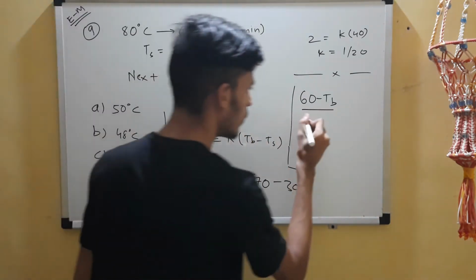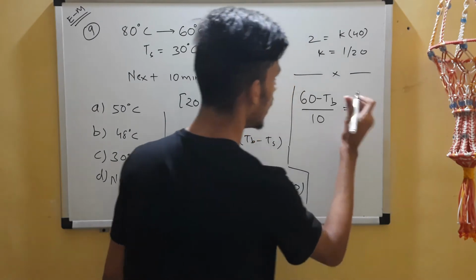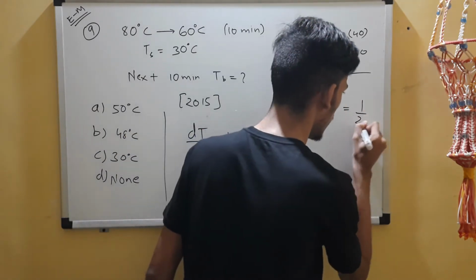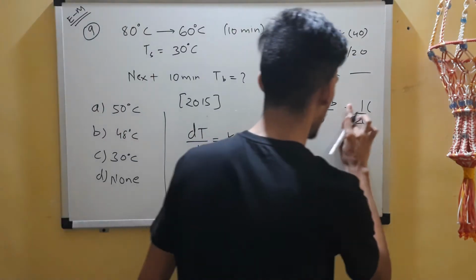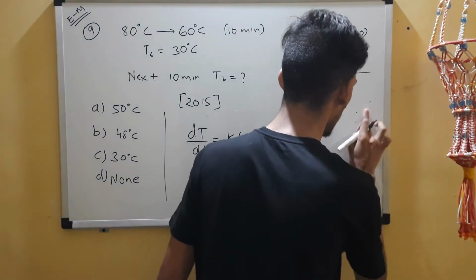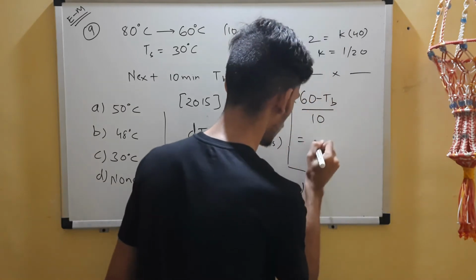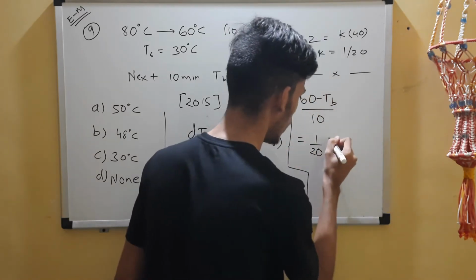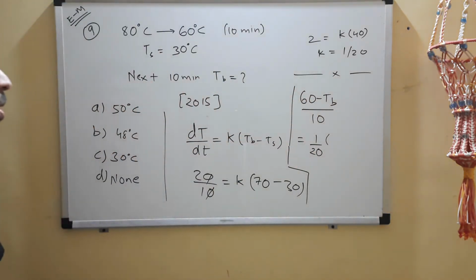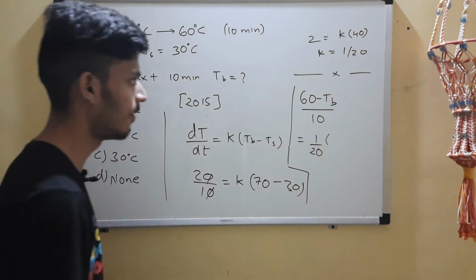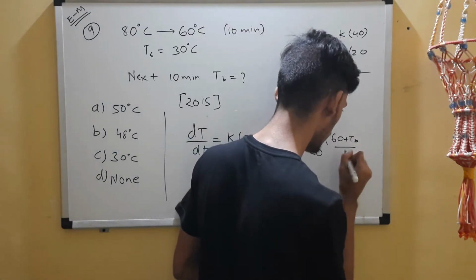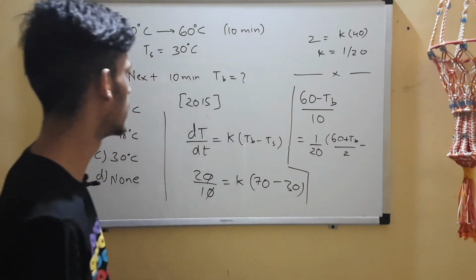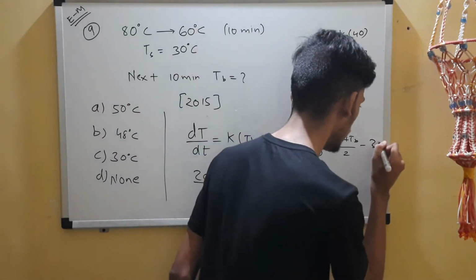It took 10 minutes for that, equal to k. K value we already know, 1 by 20 into the difference. Now we have to write it this way, clean, tidy. So 1 by 20, this is the k value, into the temperature of the body. Now the temperature of the body, we have to take the average, right? So that will be (60 plus TB) by 2 minus the temperature of the surrounding, that is 30, right?